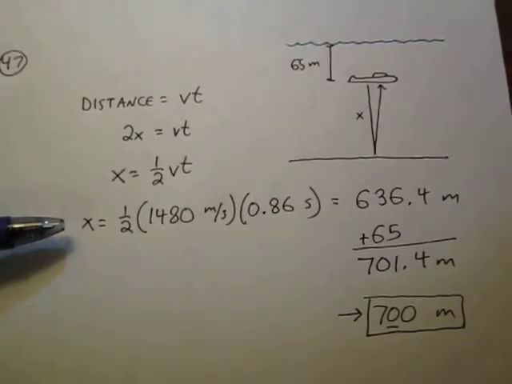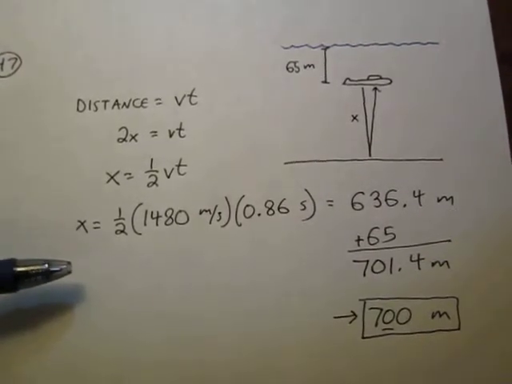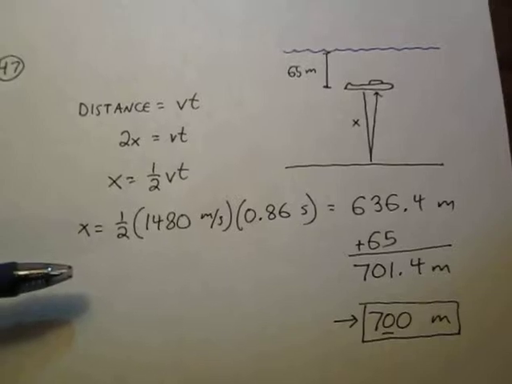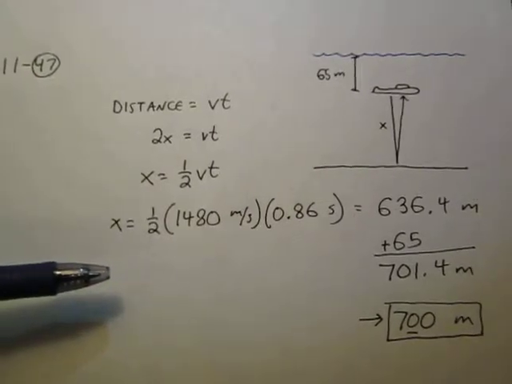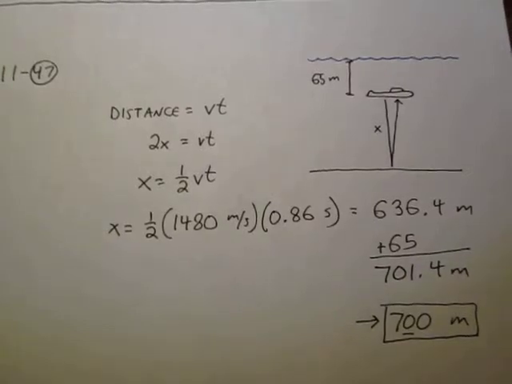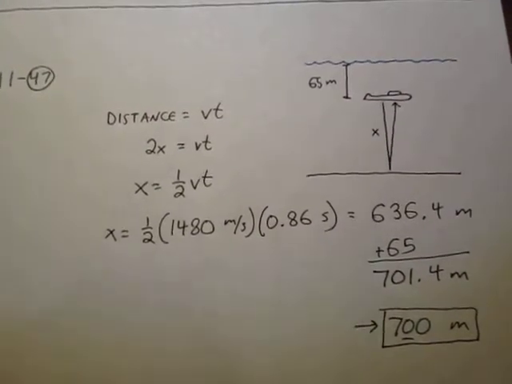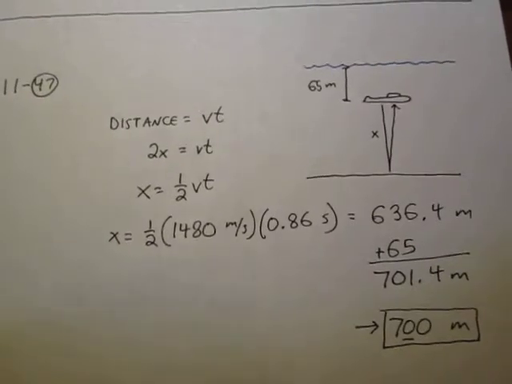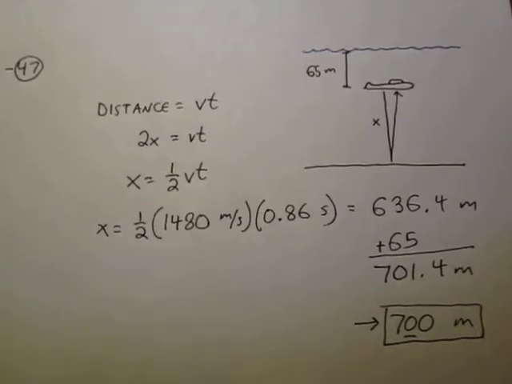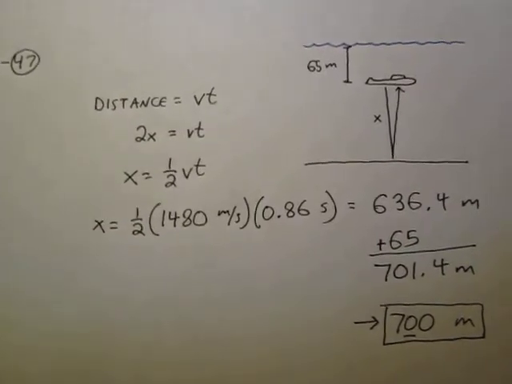x equals 1/2. We need the speed of sound in water, which you can look up in the book in chapter 11, but it's 1480 meters per second, times the time it took for the sonar pulse to go, so 0.86 seconds. What we get is a distance of 636.4 meters from the submarine to the bottom of the ocean. The question is asking, how deep is the ocean?